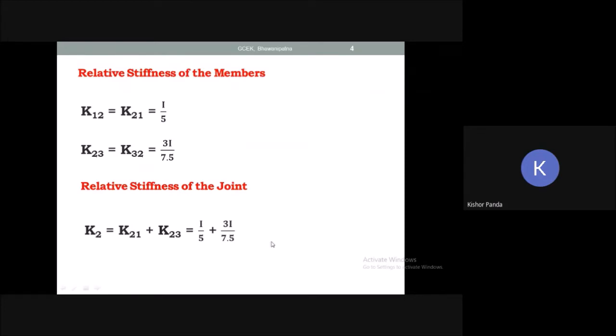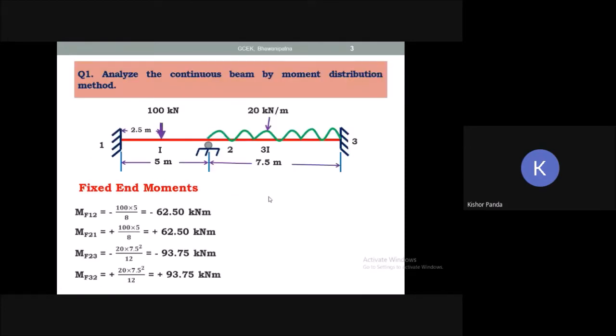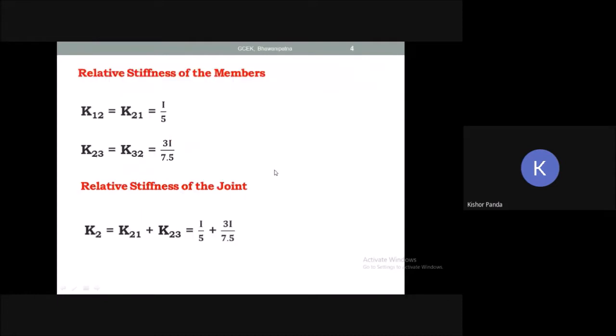Then find out the relative stiffness of the members. You know the moment of inertia of span 1-2 is given as I, and the length of span 1-2 is 5 meter. So what is the relative stiffness of the member 1-2? K12 is equal to I by 5. Similarly, what is the relative stiffness of the member 2-3? Here the moment of inertia is given as 3I and the length of the member is 7.5. So the relative stiffness of this 2-3 span is 3I by 7.5. K23 is equal to K32 is equal to 3I by 7.5.